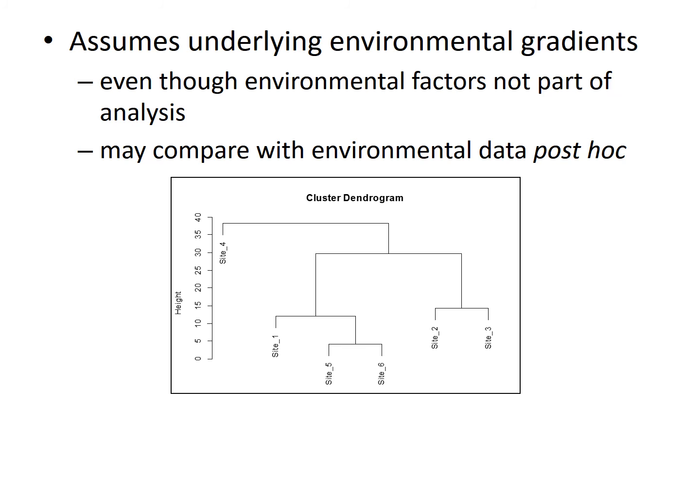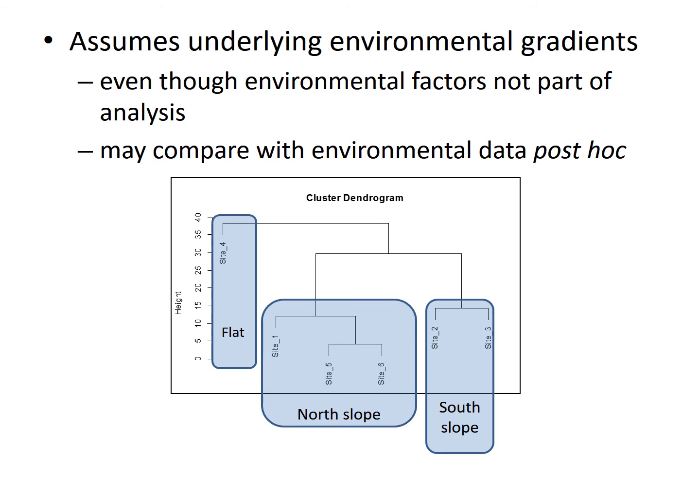Now, both forms of classification or clustering assume several underlying environmental gradients. Even though these environmental factors aren't used in the analysis, we can use them after the analysis to try and explain why there are the observed differences. So for example, here we might find that site 2 and 3 cluster together based on species composition, and that's driven by them being samples on the south slope.